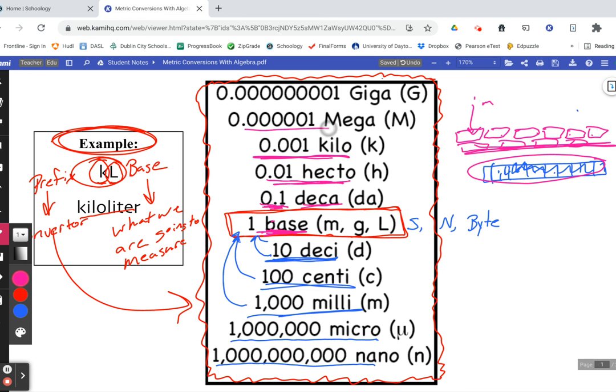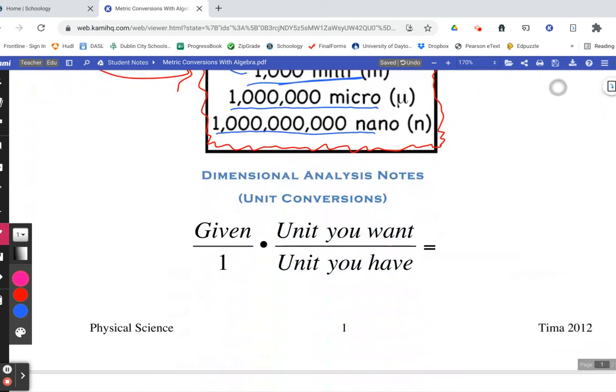If I needed a mega, I need 1 million bases because this is 1 millionth, and 1 billionth would be a giga. So a lot of times we think about these like bytes. When you have a gigabyte, that is 1 billion bytes, or a byte is 1 billionth of a gigabyte. Don't worry, you'll be good on these as we get going.